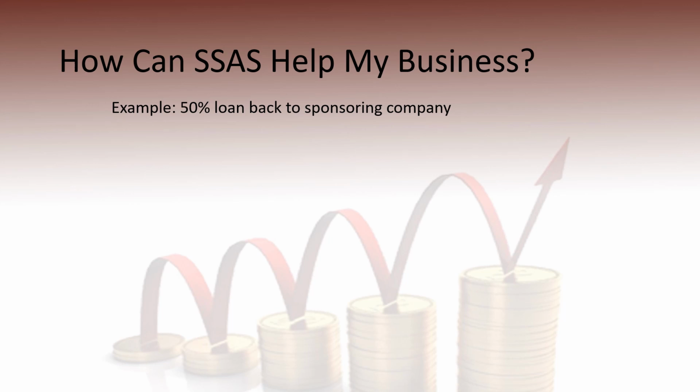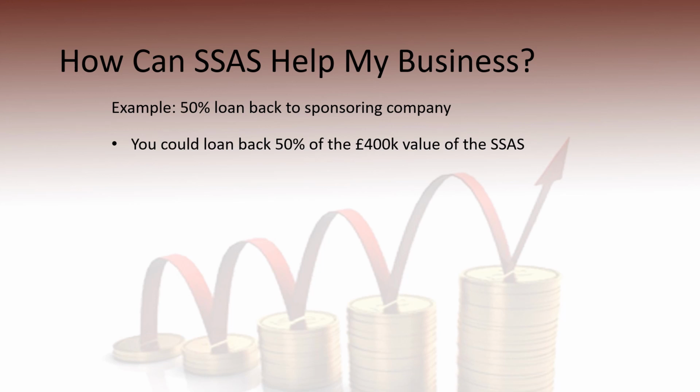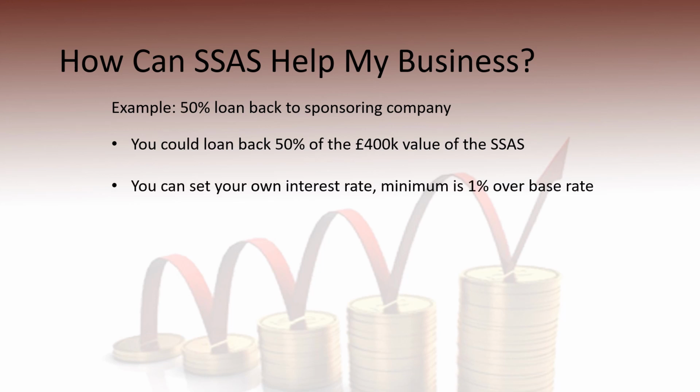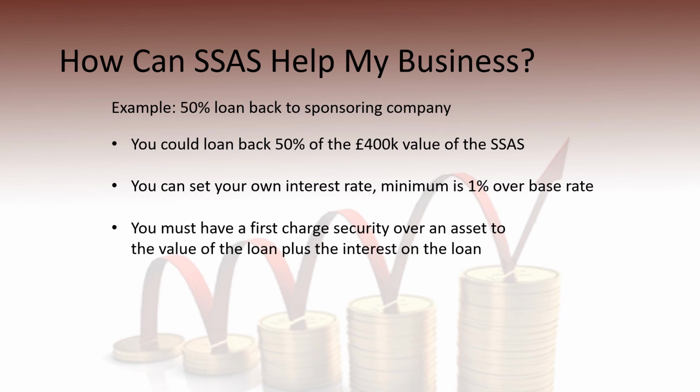Example of a 50% loan back to the sponsoring company. We're going to use an example of a property. So again, 400k in the SSAS. You can loan 200k. You set your own interest rate. The minimum it's allowed to be is 1% over base rate. So this is 2023. Rates are reasonably high at the moment, so running probably around 6.5%, something like that. You need to have a first charge security over an asset to the value of the loan plus the interest on the loan. We'll go through an example in a minute.